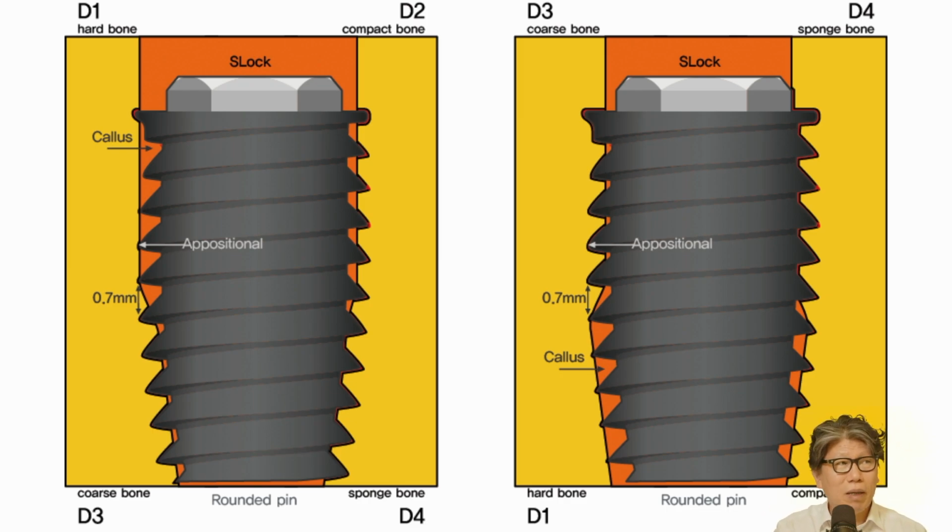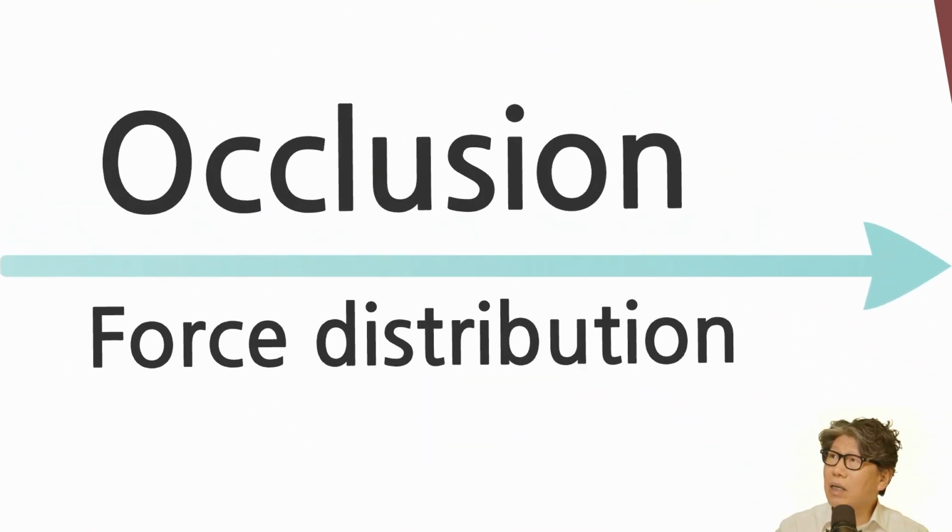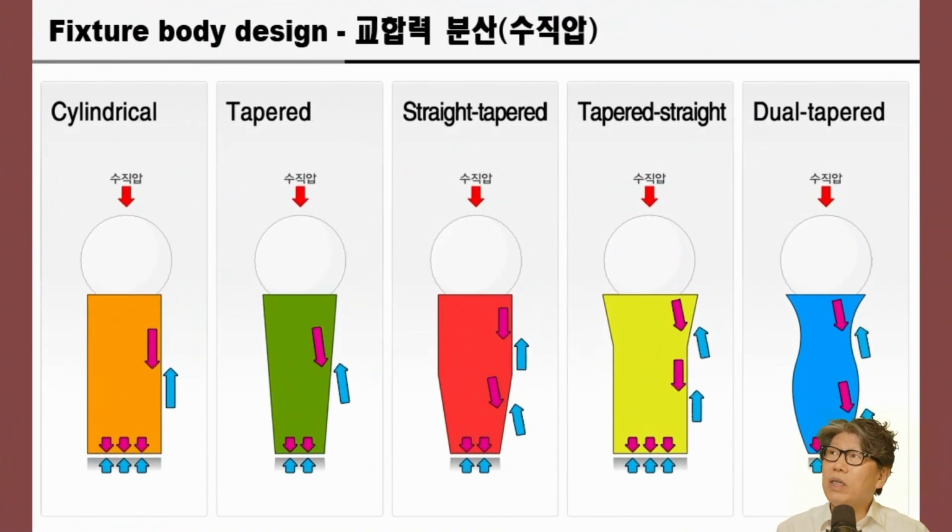So you can think this way, and what was ultimately important about the appearance was, I actually think occlusion was more important. In the end, it's about force distribution, that is how you transfer and absorb the force and how you disperse it, right? So the first thing we need to consider is that the worst thing about implants is shear force. You can see how it slips on both sides, right?